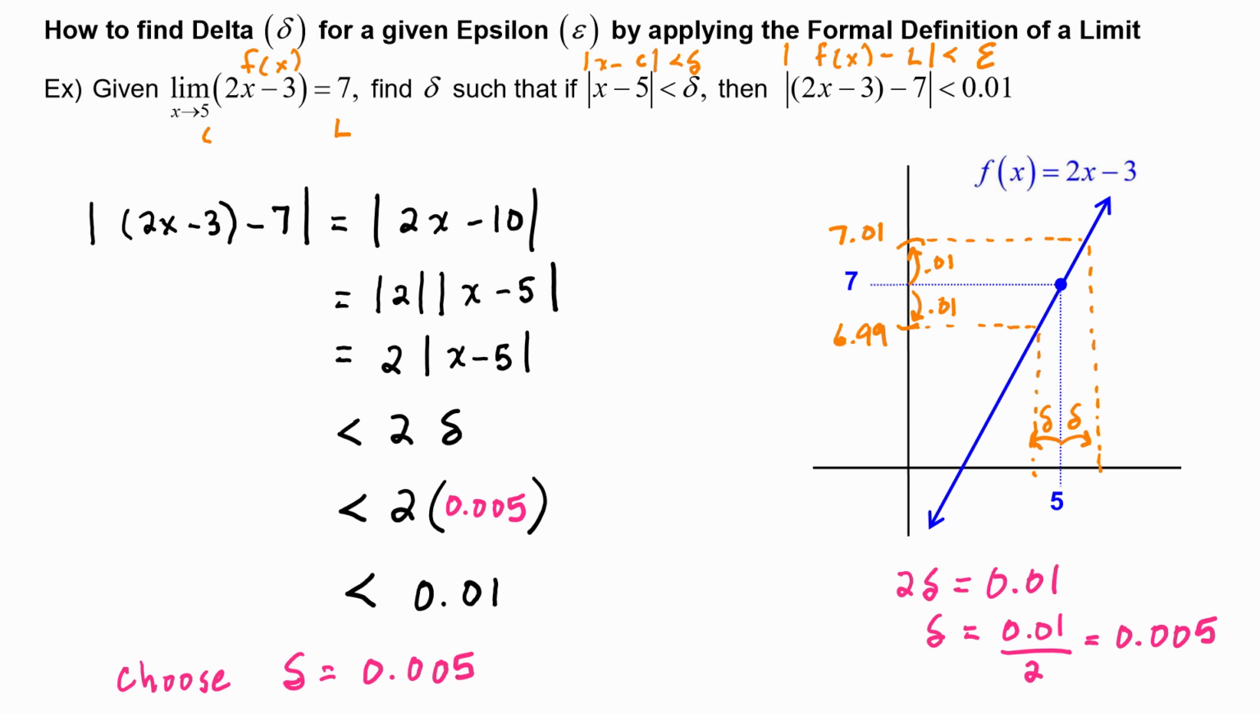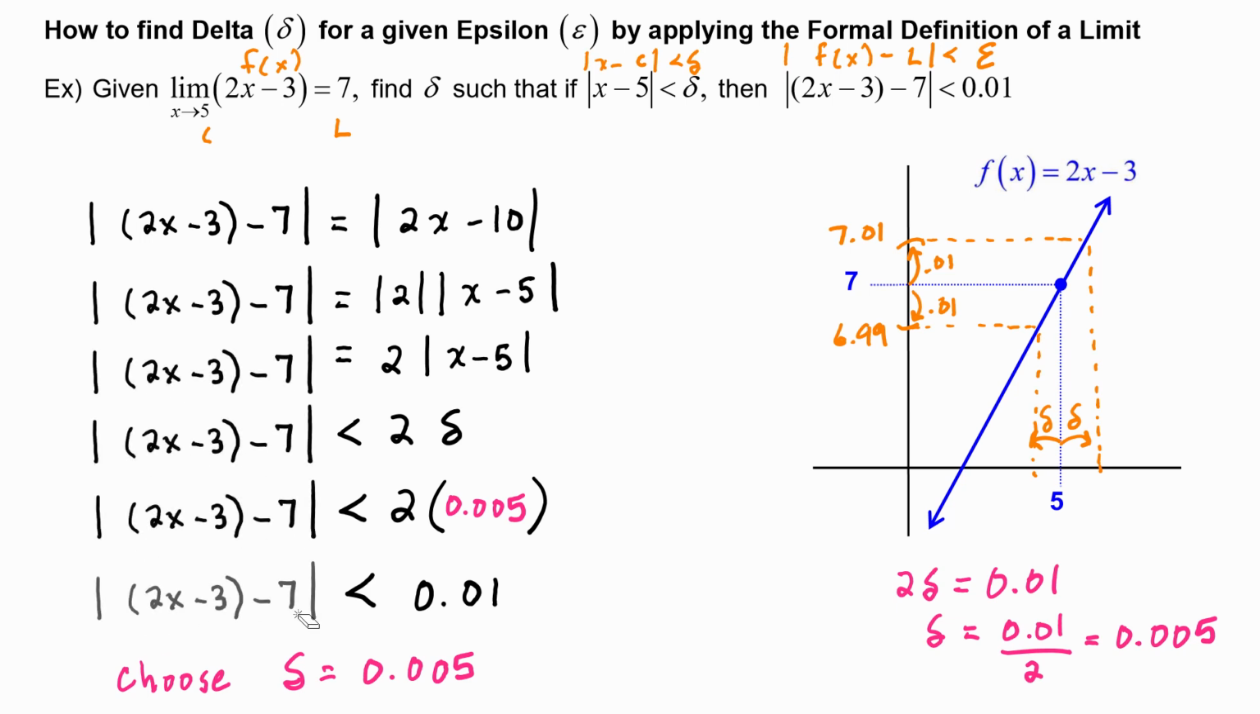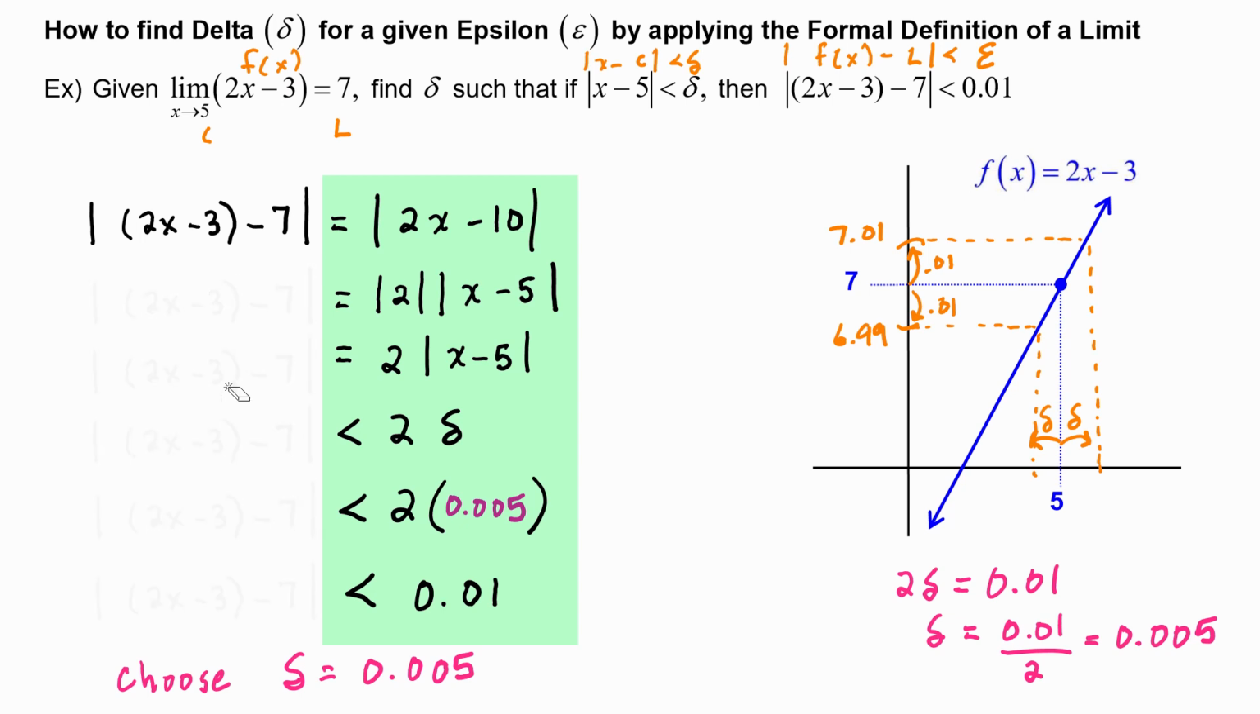Now, it's important to understand that this absolute value of quantity 2x minus 3 minus 7 really appears in every step here. But if you show your work vertically like I have here, then I will allow you to write it once up here, and then it will be implied going down, and just show all of your work lined up here on the right hand side with your equal signs and your less than signs all lined up. If you do that, then you can just write this f of x minus L statement one time.